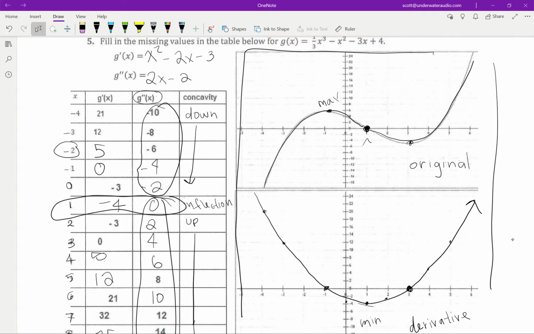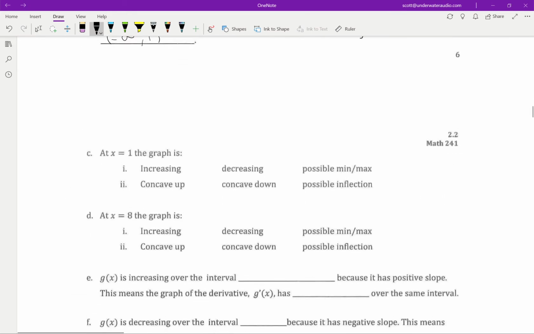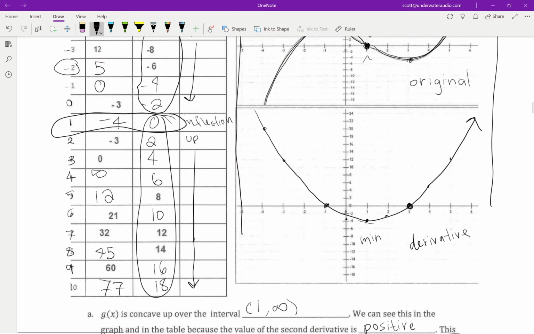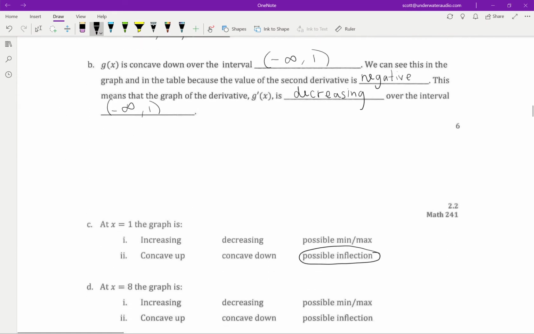For this original equation, we decided x equals 1 was a possible inflection point because the concavity changed from negative beforehand and then positive after. So let's see. We decided it's a possible inflection point, and now we're supposed to decide if it's increasing, decreasing, or a possible min and max. Okay, to me that definitely says decreasing, so we will do that part.